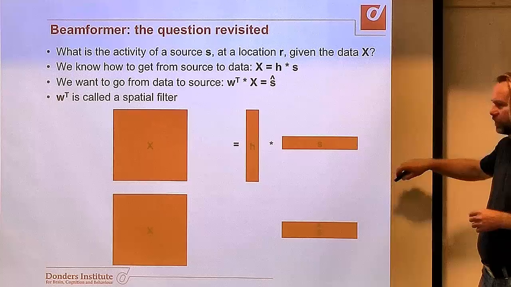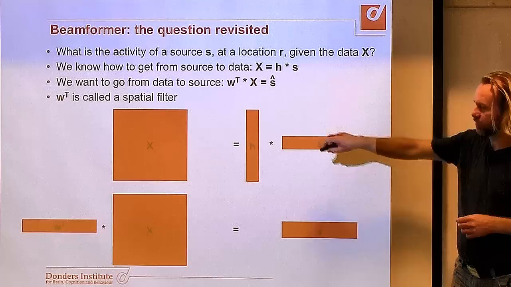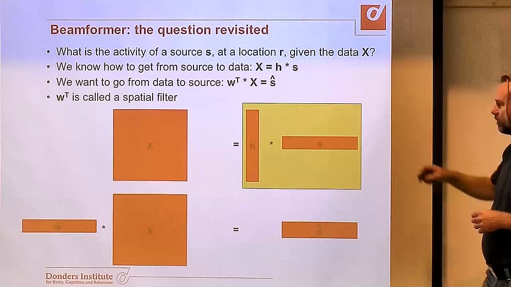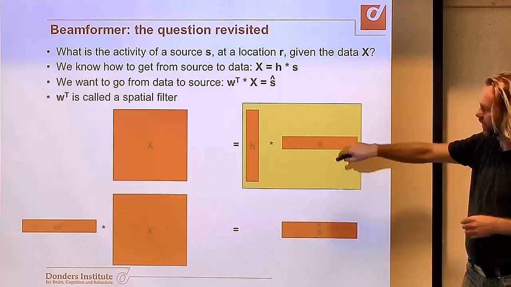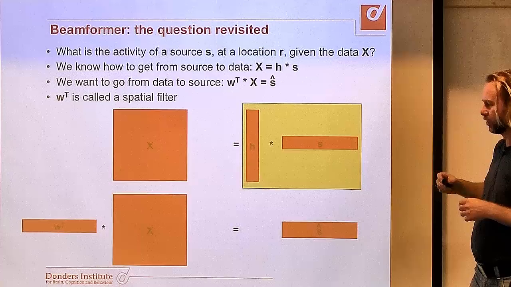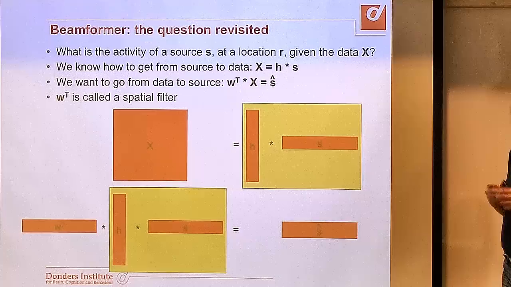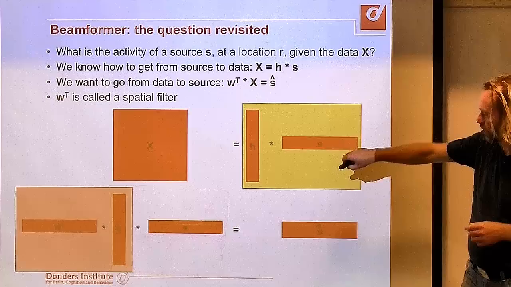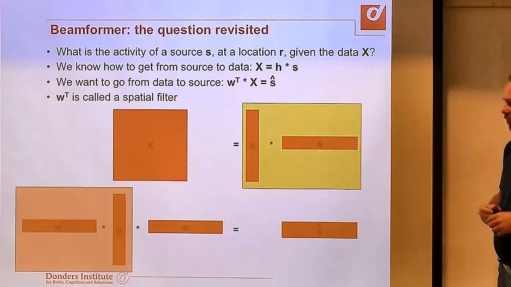Well, I want to multiply the data with a spatial filter. So the spatial filter times the data is the estimated source. And now I can take this part and plug it in here, because this part is the data, at least it's my model for the data. So rather than focusing here, I'm going to focus here. So W transpose times H times the true source is my estimated source.